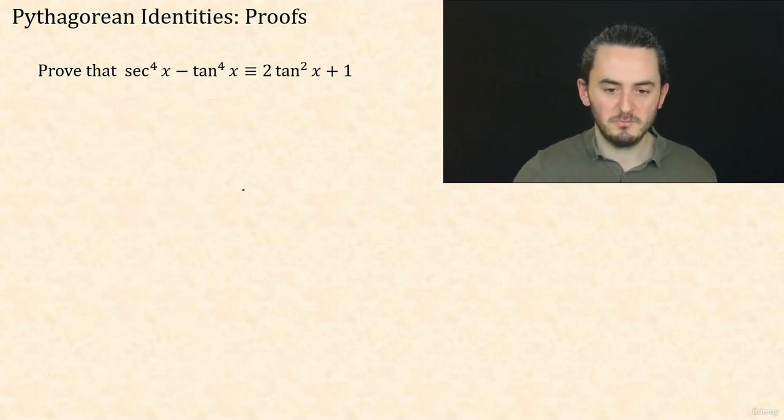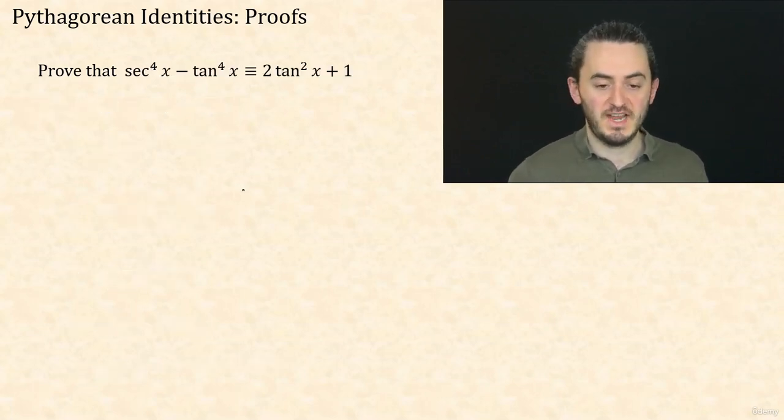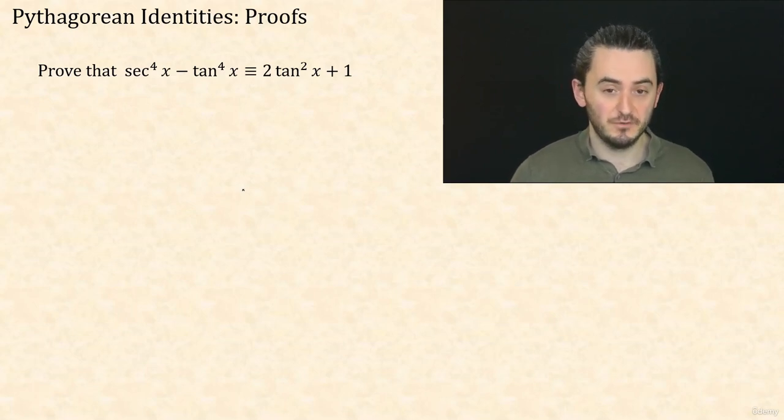Okay, one more example now. So here we're trying to prove that sec to the 4x minus tan to the 4x is identical to 2 tan squared x plus 1.